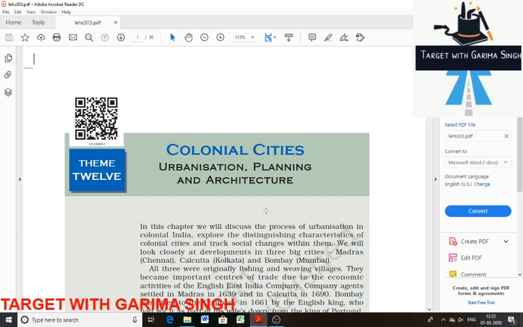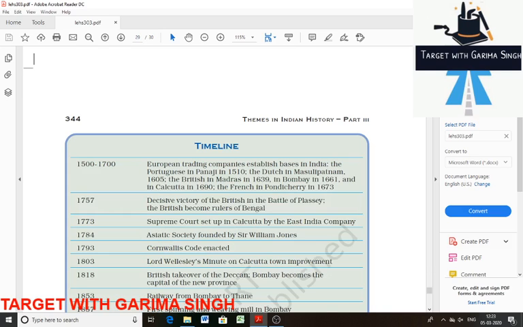Today I'll discuss Theme 12, that is Colonial Cities. In this chapter we will discuss the architectural style, as well as the Black Town and White Town, and what they signify, a number of things. So let's move on to the questions. We will discuss the solutions of this chapter, and through the solutions we will know what this chapter is all about. So let's move on to the questions without wasting any time.